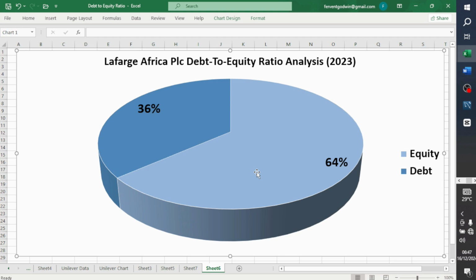Moving to their limitations, the ratio does not consider the quality of a company's assets, and that can impact the ability to meet debt obligations. It also does not take interest rates into account, and that can significantly impact a company's debt servicing costs and financial health. It also can be influenced by accounting decisions, such as the classification of debt as short-term or long-term.